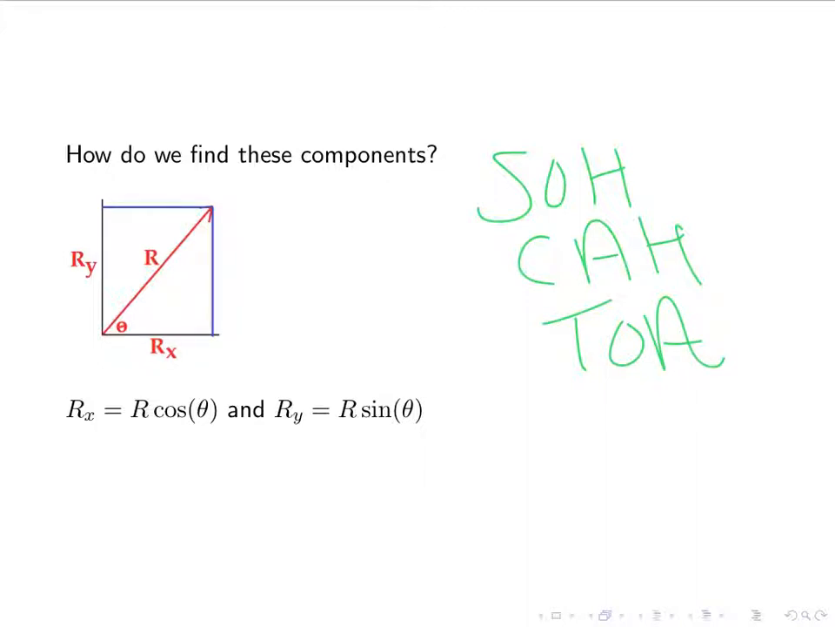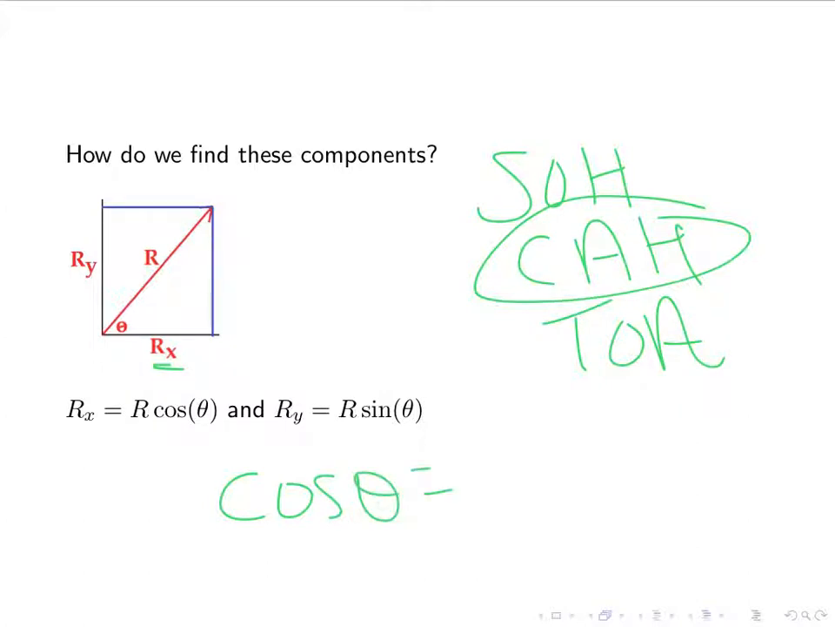If I'm looking for r sub x, then again I know the hypotenuse, and r sub x is the adjacent side to my angle. So I'm using CAH. So cosine of theta is adjacent over hypotenuse. And then I just multiply both sides by r.